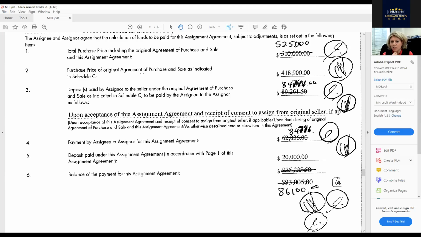The second buyer is the assignee. So we have 3 people involved: the assignor, the original buyer of the agreement in pre-construction; the assignee, the second buyer, who is going to assume the liabilities for the agreement of purchase and sale; and the original seller, which is the developer. So these 3 people are involved in this procedure.